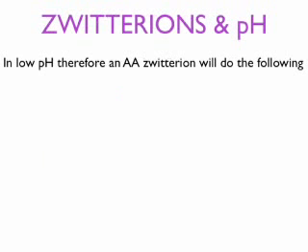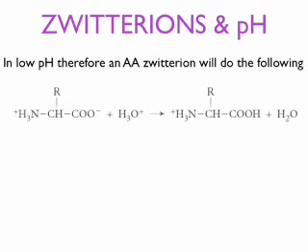Now, pH can manipulate Zwitterion activity. This is not hard, it's just some basic chemistry applied to these amino acids. In low pH, an amino acid Zwitterion will do the following. Think about it first, picture it. If you had a Zwitterion in solution and you put it in a situation where there were a high concentration of protons, what do you think would happen? This is what would happen.